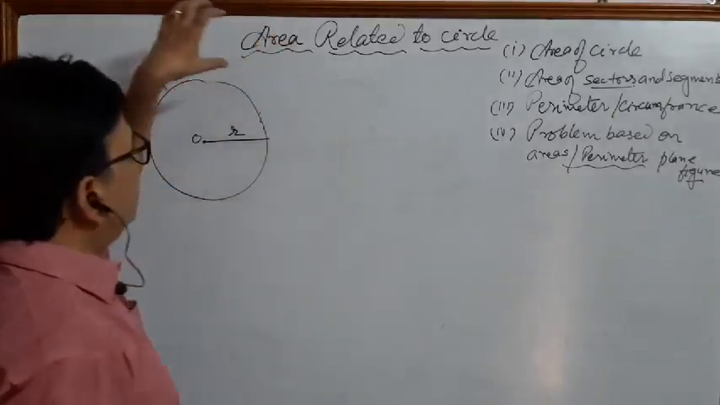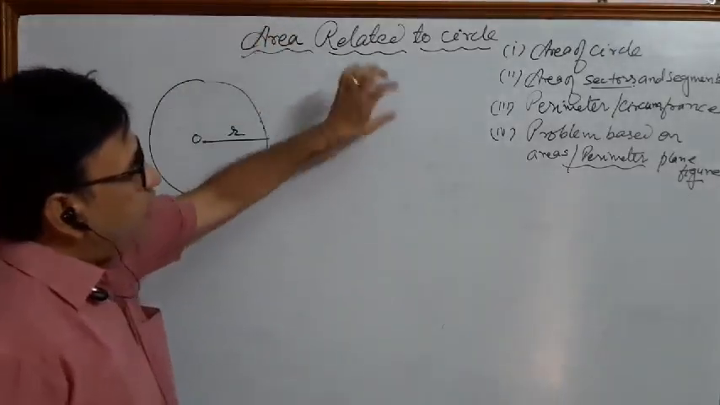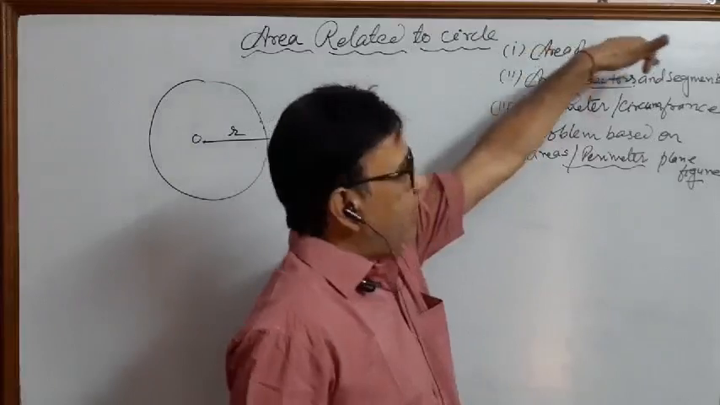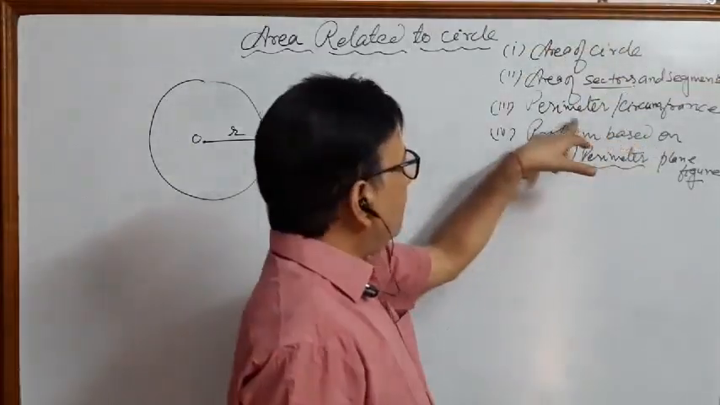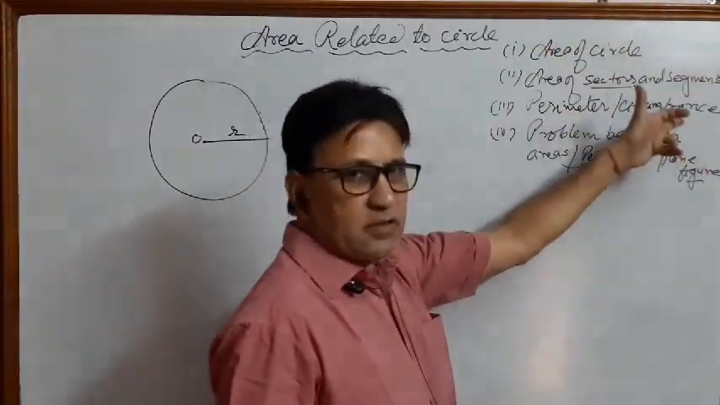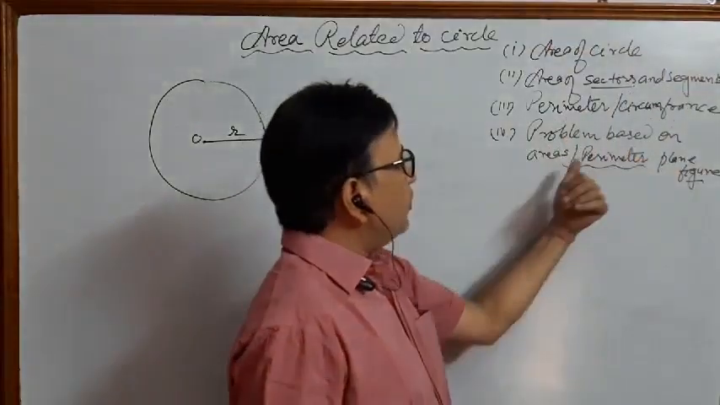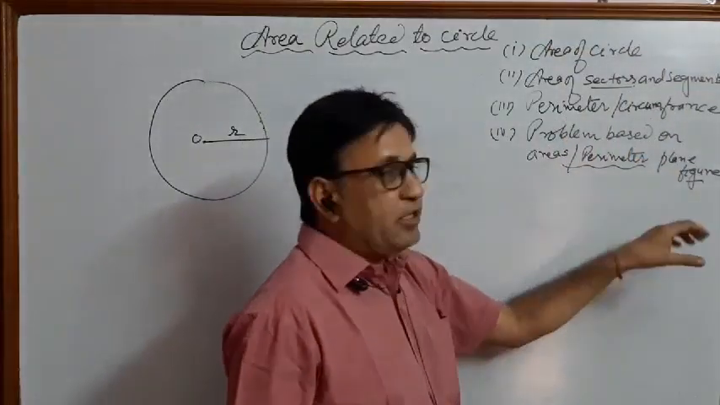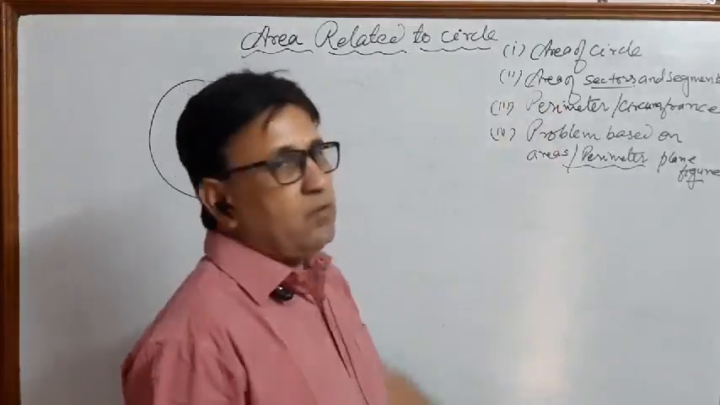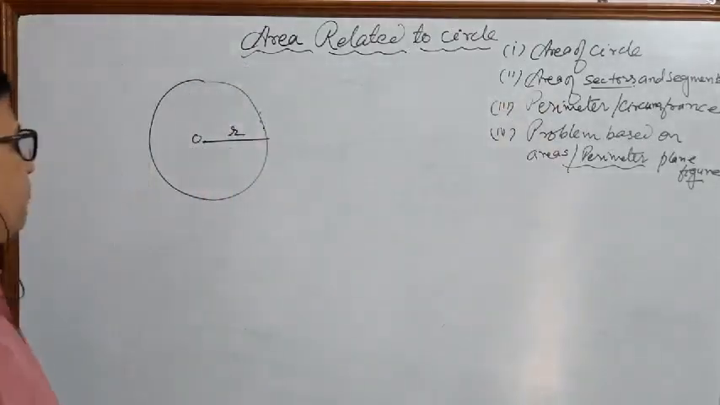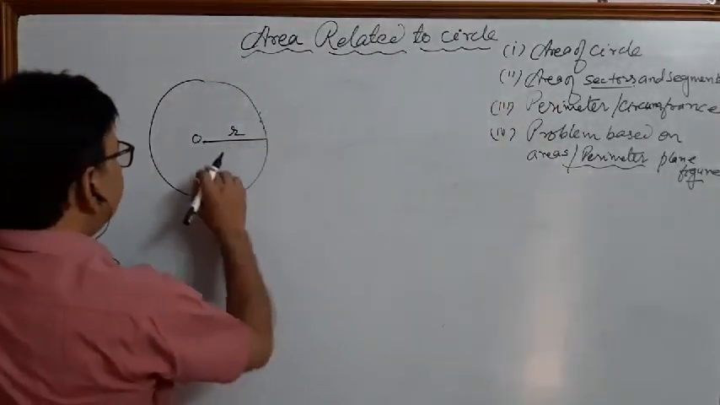Now we will discuss the area of the circle, then sector and segment, right? Then perimeter, meaning circumference, okay, and then problems based on area and perimeter related to some geometrical and plane figures, isn't it? So first we discuss the area of circle.